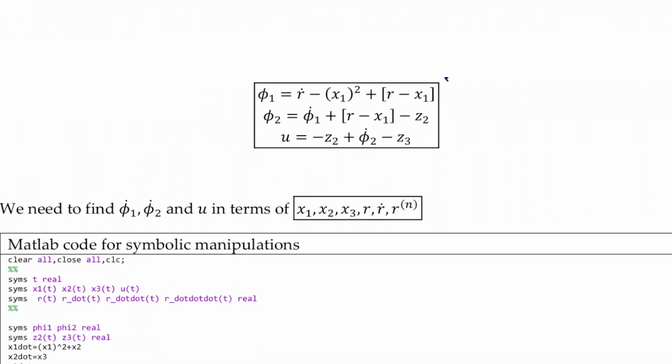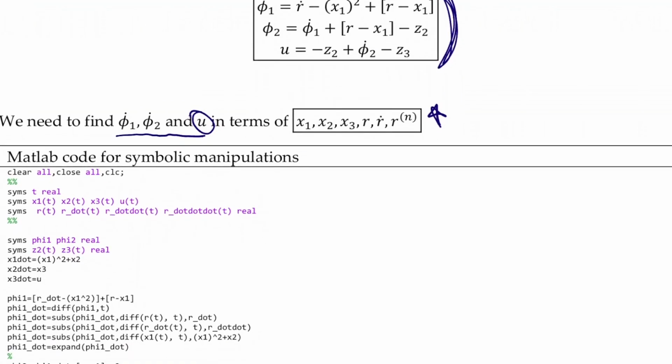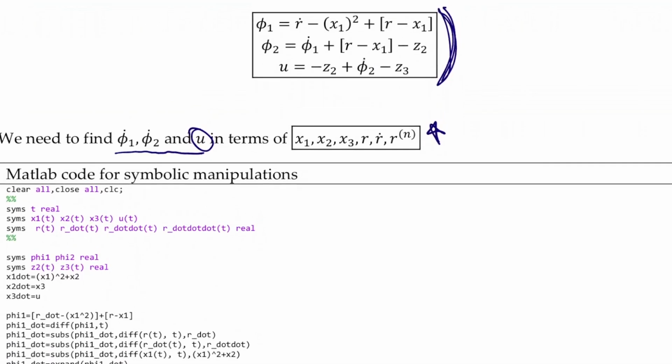Okay, so this is the finer term that we need to look at, and again we need to find phi1 dot, phi2 dot. I mean, we already have what phi1 and phi2 are, and we will obtain phi1 dot and phi2 dot, and also u, the control law, in terms of state and reference signals. Okay, all right, so of course this type of operation will be very laborious, and it would be suggested to use MATLAB symbolic or any symbolic manipulation capable software.